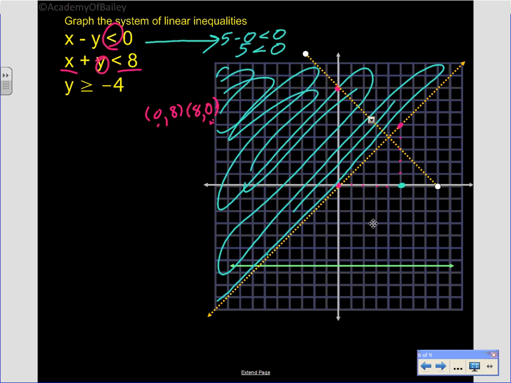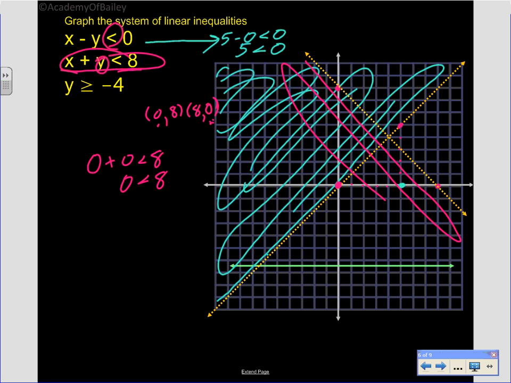It should look something like that. This one here, we can use 0, 0 for a test point because it does not go through 0, 0. So we plug 0, 0 in there. We're going to get 0 plus 0 is less than 8. Is that true? 0 is less than 8? Yes, it is true. So then it's all of this.